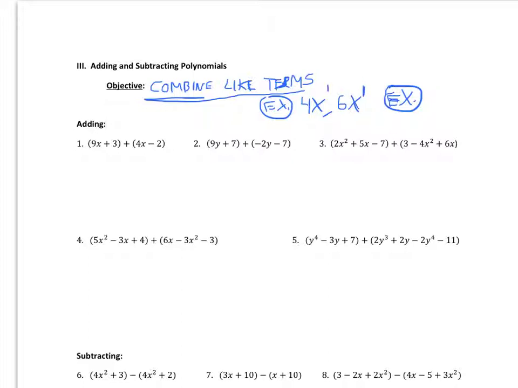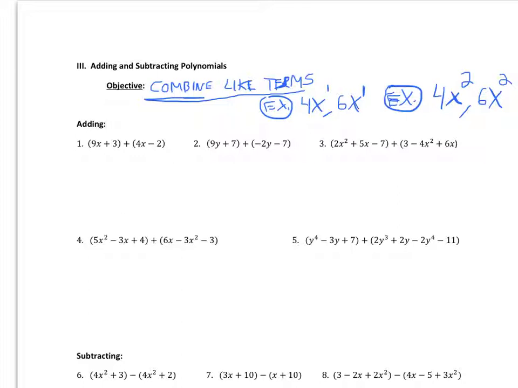So let's say I give you another example. Let's say I had 4x squared. The only term that would be like or similar to that would have to have an x squared in it. So it would have to be 6x squared. If I just had it written like 6x, these are not like terms. But if I put a squared above the x, then they are like terms. And then you just add them together or subtract them.